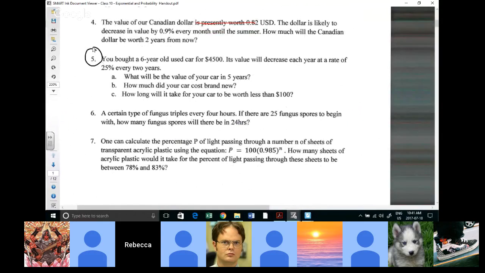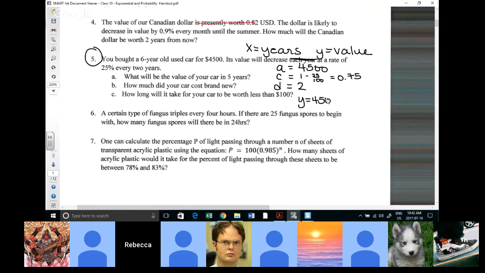So we'll look at the handout for class 10, number 5. You bought a 6-year-old car for $4,500. Its value will decrease each year at a rate of 25%, or not each year, every 2 years. Okay, so in this case, you have your A, C, and your D. If my X is in years and my Y is my value, my A, I start at 4,500. My C is decreasing by 25%. That gives me 0.75. It's every 2 years, so my D is 2. So I have Y equals 4,500 times 0.75 to the X over 2.